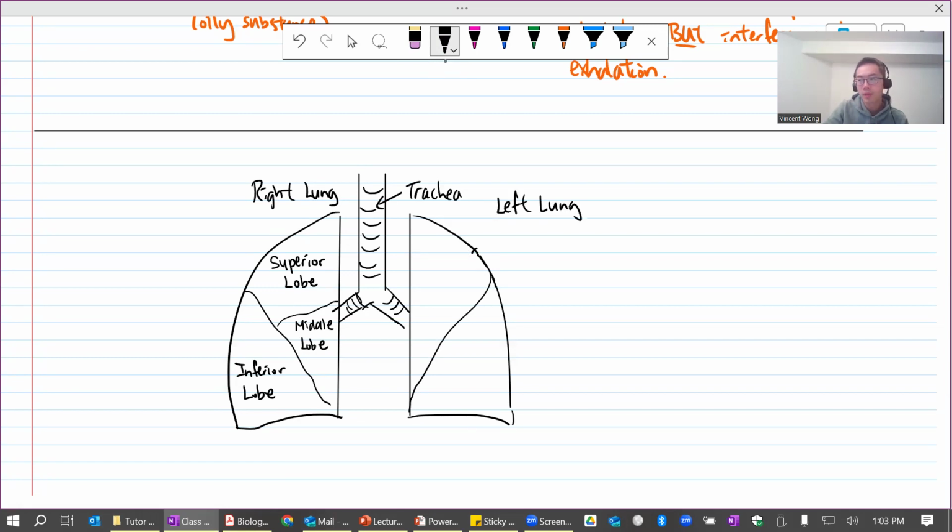And then for the left lung, there are only 2 lobes. Okay? It actually kind of makes a little space here. It's not as big because you need to put the heart there, right? So this one only has 2 lobes. There is the superior lobe and there is the inferior lobe. Okay. It's very spongy, lots of airspace inside, and you can compress it, and you can squeeze out the air, for example.